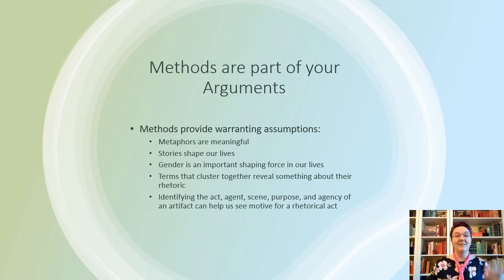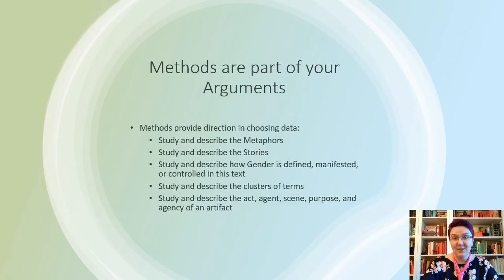In the same way, identifying the act, agent, scene, purpose, and agency, or pentadic criticism of an artifact can help us see the motives for a rhetorical act. So you don't need to go out and prove motivations in some big, deep literature review. Your method does that work for you. And that's one of the really important things that picking a method can do for us as we write rhetorical arguments. The second really important thing that methods can do for us when we're writing rhetorical arguments is methods help us choose data.